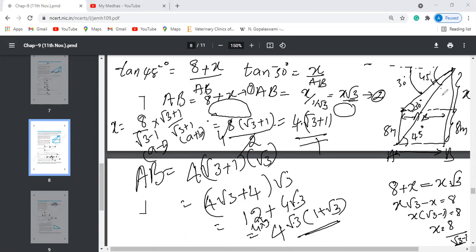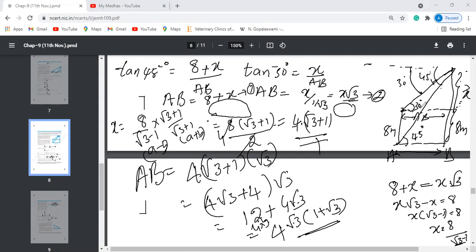See, initially we have drawn this. So what you have to find, you have to find the height of the building, correct? You have to find this. So in order to find this, you have to follow these steps. First, let's take tan 45. Okay. So tan 45, where we have done, take this here, opposite side by adjacent side. So 8 plus x by AB.